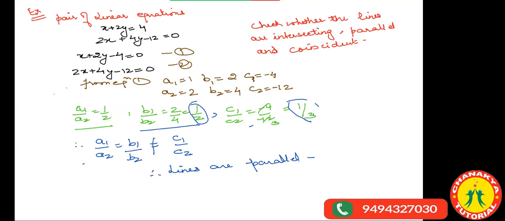Yes, ma'am. Is there any doubt in this question, beta? So first of all, you have to write your equations in standard form. Standard form means A1x plus B1y plus C1 is equal to 0. In the same way, A2x plus B2y plus C2 is equal to 0. Then write the values of A1, B1 and C1, then A2, B2 and C2, just compare their ratios. Understood, class? Kindly show me your thumbs up if you have understood.